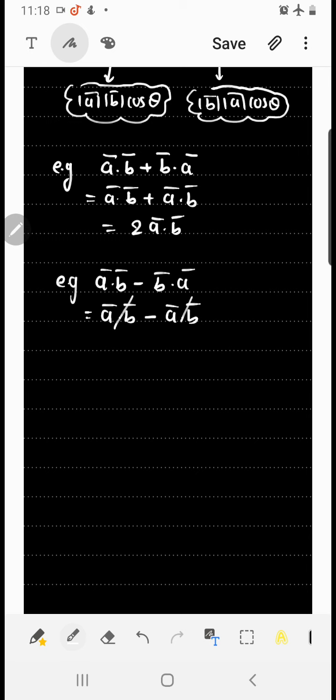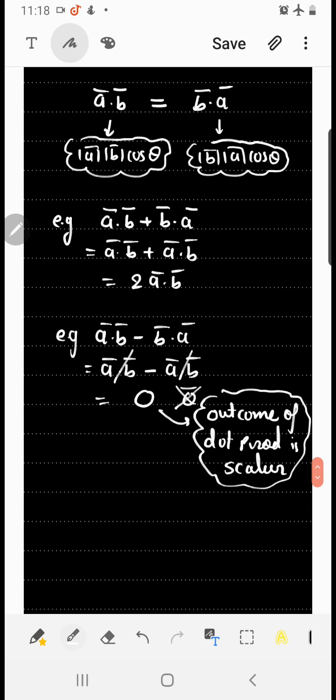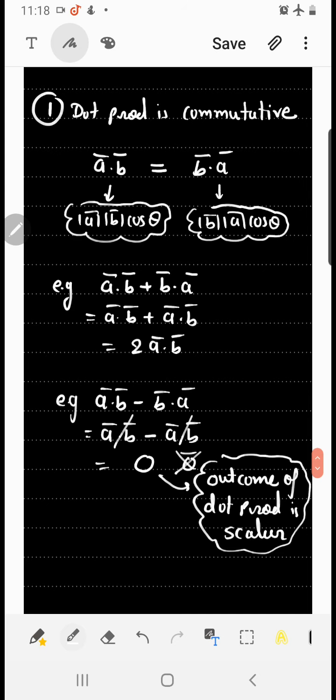So what happens is this value will get cancelled, and the answer here would be 0 and not a 0 bar. The reason is the outcome of a dot product is a scalar. Always remember this. So here the outcome would be 0 and not 0 bar. So this is your note point number 1 done. I repeat, dot product is commutative, which means you can interchange the vectors.